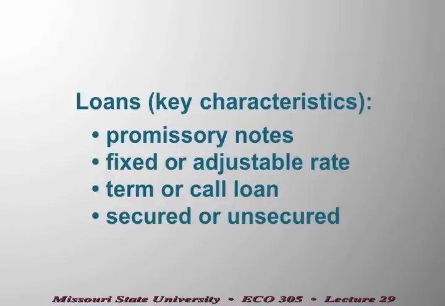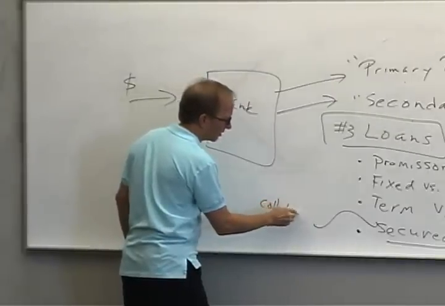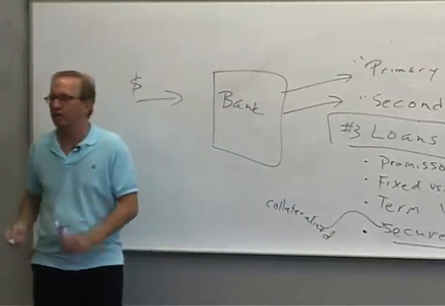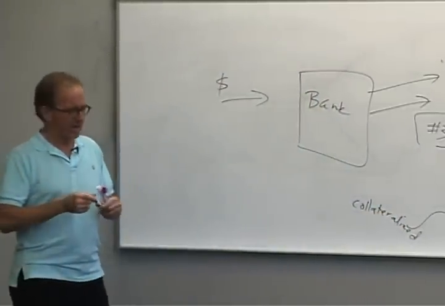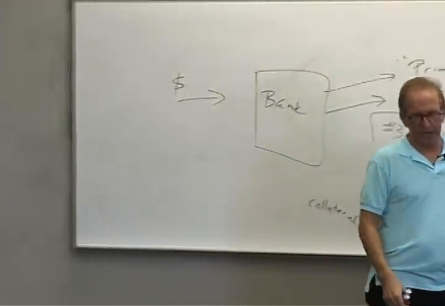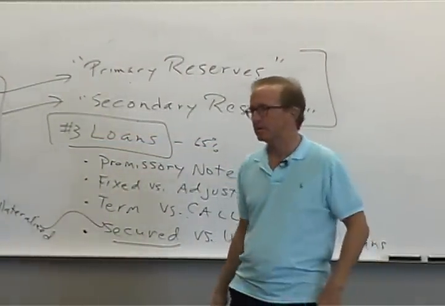Secured versus unsecured loans. Secured loans versus unsecured loans refers to collateral. Security is collateral. So there are collateralized and uncollateralized loans. Now, most of us are providing some kind of collateral when we borrow money, right?